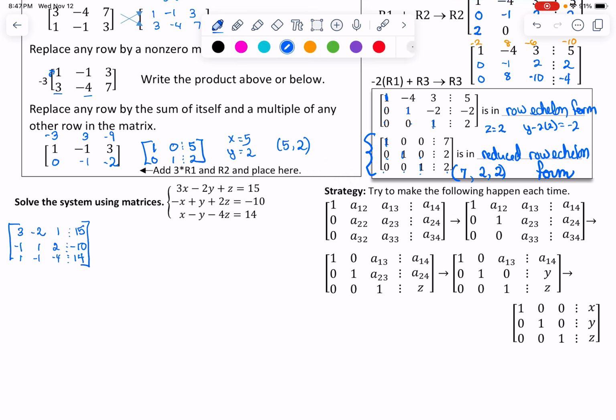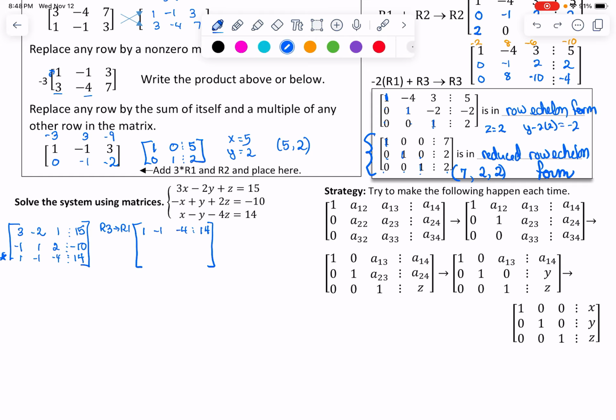Okay, so to do that, we're going to start by switching some rows around. We'd like this third row to be our top row. So we're taking row 3 and placing it into row 1. So 1, -1, -4, and 14 is now our top row. And hopefully you notice that if we add row 2 and row 3, we're going to eliminate the -1 and 1, that will become a 0, and also the 1 and -1 will also become a 0.